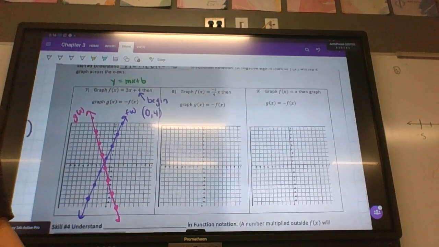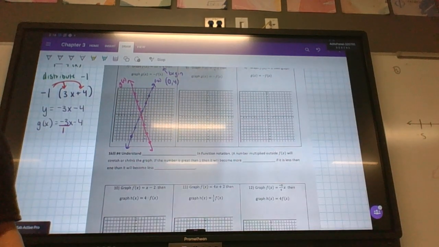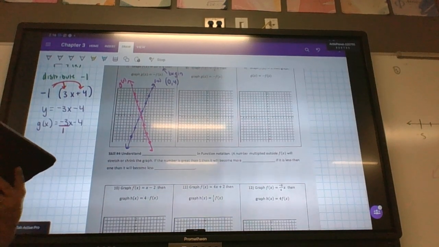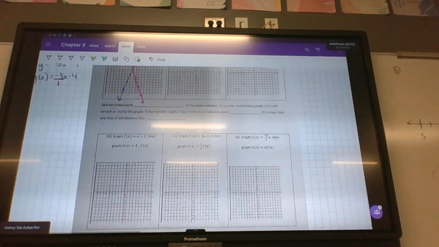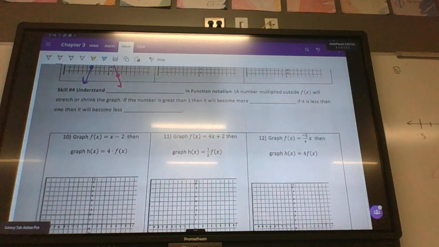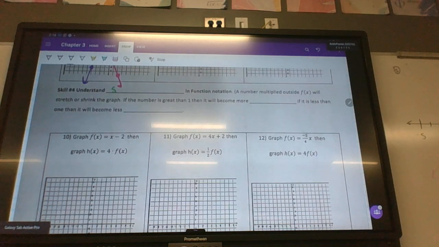All right, I'm going to go ahead to number 8, or maybe I should do... I'm actually going to skip down to do number 10. Okay, skill number 4. Understand. This time we're going to understand the stretch or the shrink in function notation.